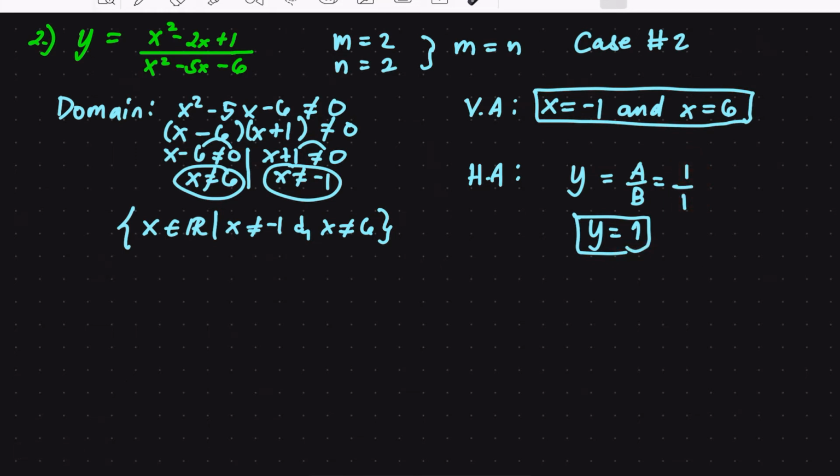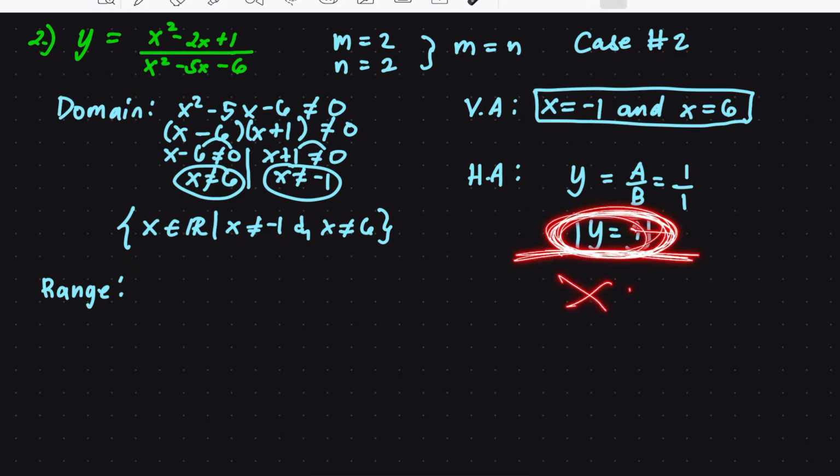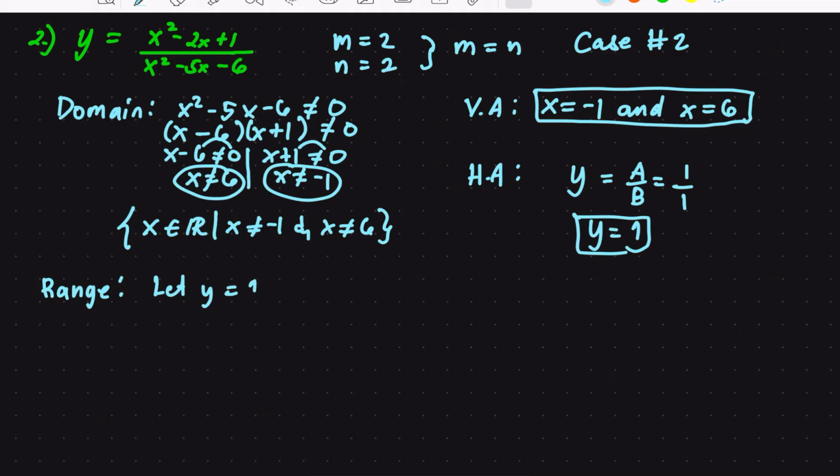Next, range. Sa pag-determine na range, i-determine muna natin kung may masosolve tayong value ni x kapag ang y is 1. So, hanapin natin yung kapartner niya. No? Kung meron, all real. Pero kung wala, not equal to 1. Okay, so we let y is equal to 1. So, ito yung function natin.